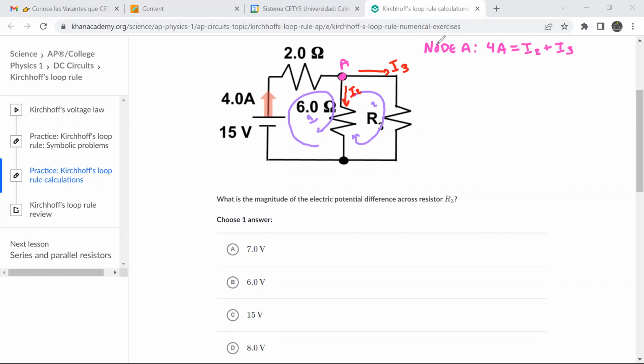Now I'm going to go to loop 1. And in loop 1, I'm gonna do the circuit here. The first thing I'm gonna find is minus 15 volts, plus the voltage. I'm gonna call this resistor R1, and this one R2. So it's gonna be the voltage in R1 plus the voltage in R2, and this is going to be equal to 0.